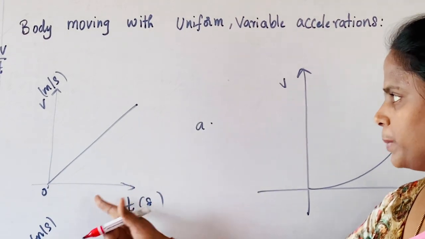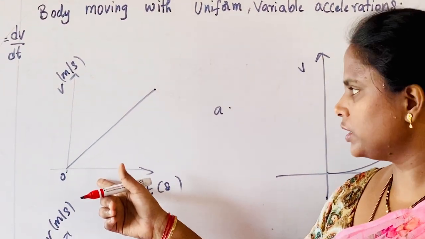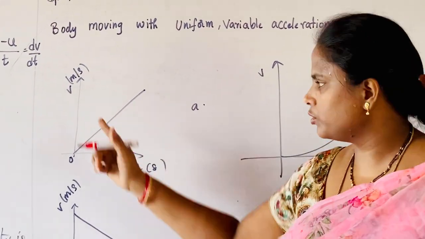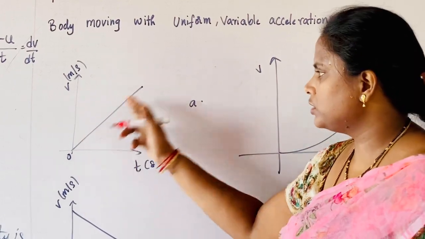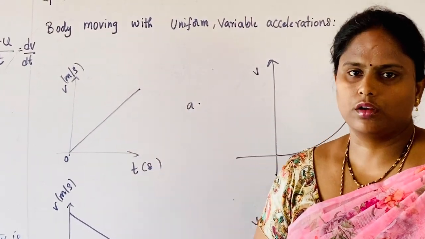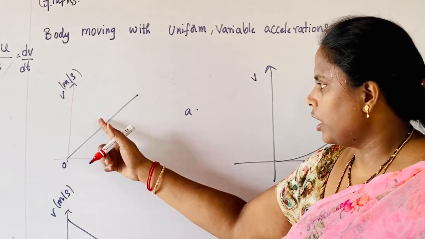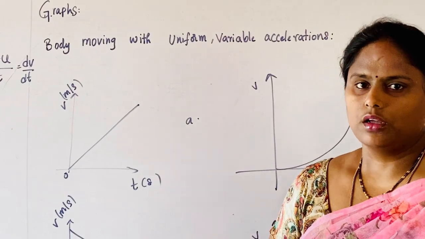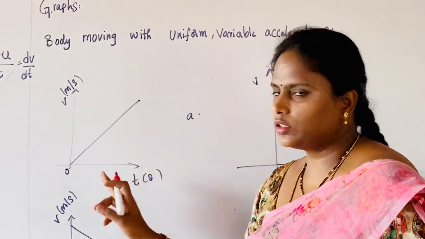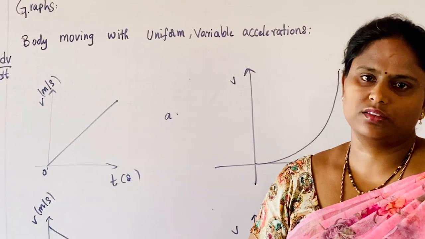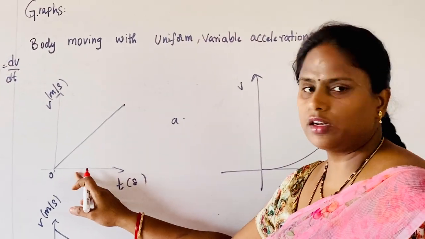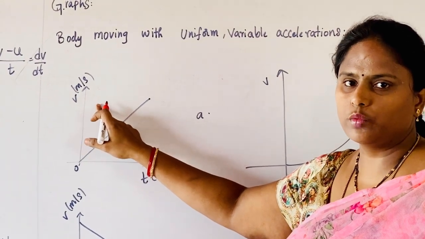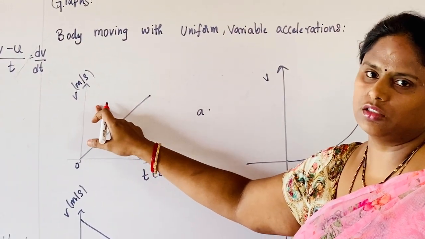Now here the graph depicts the curve between the velocity and time. As it is a straight line passing through origin, we can say that the slope of this velocity time graph is constant, maintained constant. If you want to know the slope of the velocity time graph, what it will be? It will be acceleration. So here the acceleration is maintained constant. So in this graph we can say that the body is moving with uniform acceleration.